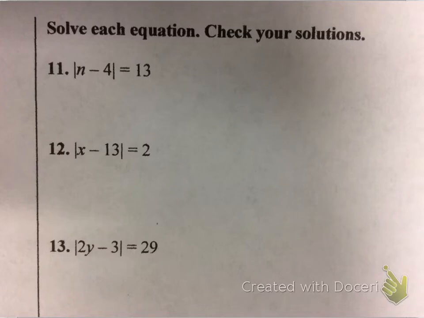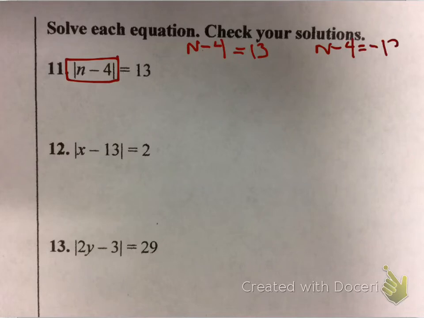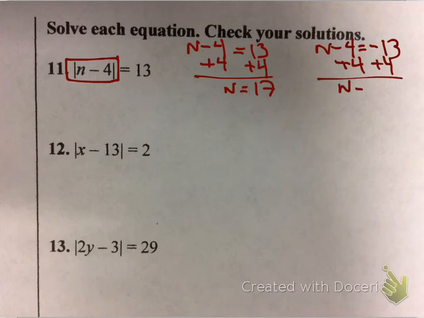Okay, so n minus 4, okay, the absolute value here, this right here, is all by itself. As in, there is nothing outside of the absolute value symbols, which means I can now say n minus 4 is equal to 13, n minus 4 is equal to negative 13. Add 4 to both sides. You get n is equal to 17 and negative 9. Okay, so there are my two answers.